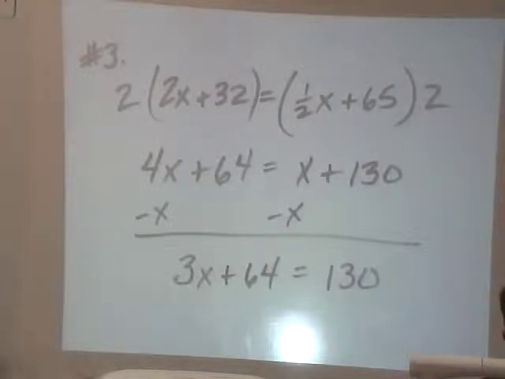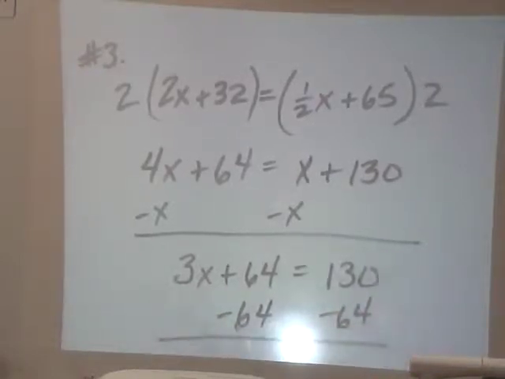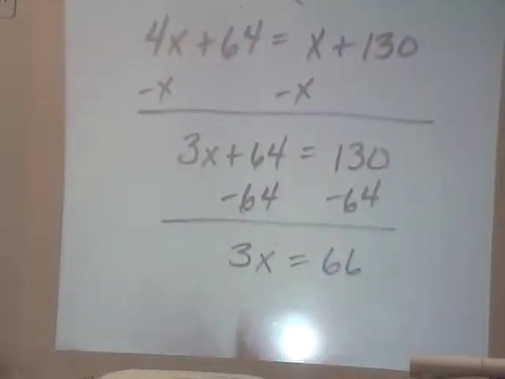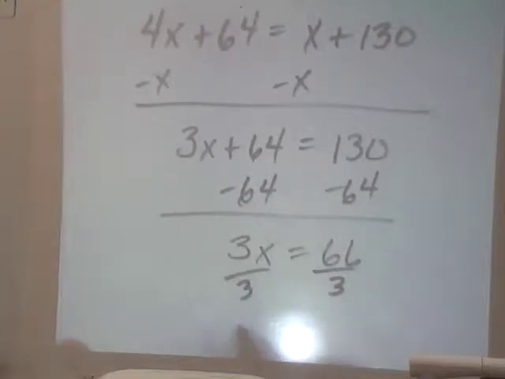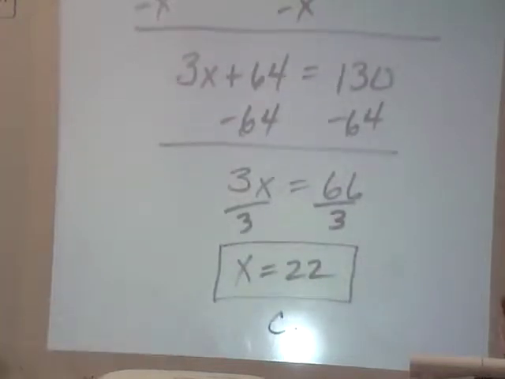Now what? Minus 64 to both sides. So 3x equals 66. Divided by 3, x equals 22. Now they want us to find x. Okay, so we're done. Let's see. Questions? Good? All right, number 4.